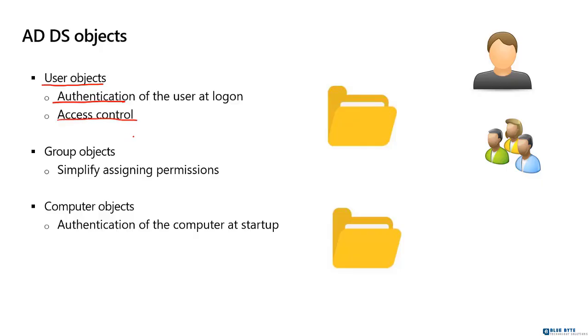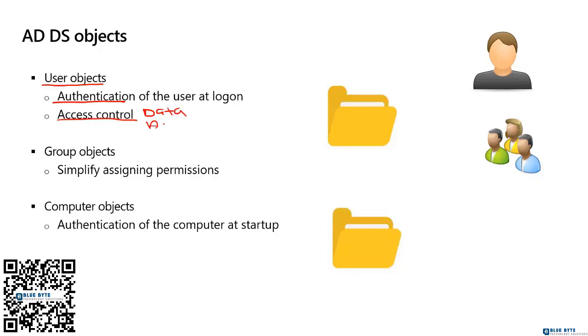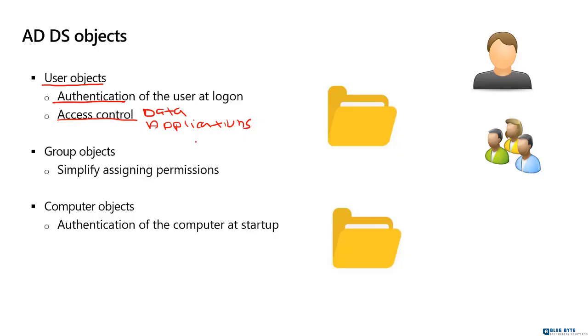I want Bob to have certain access to data and, we'll say, applications. And when I say data, I mean like shared folders. Well, ultimately, permissions can be assigned that control what Bob has access to. If we move on to groups for a moment, groups simplify assigning permissions. So these two things truly go together: access control and simplifying assigning permissions.